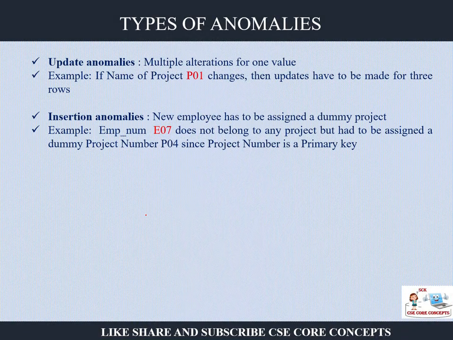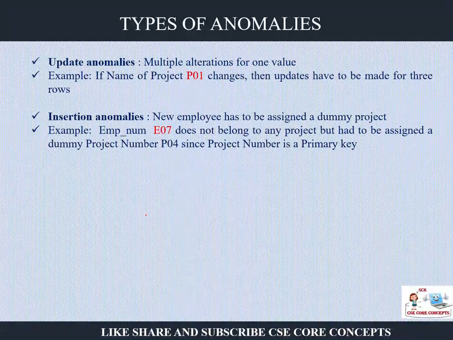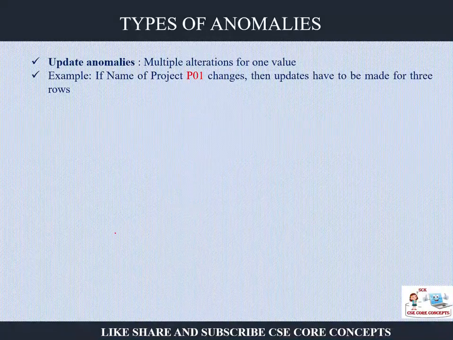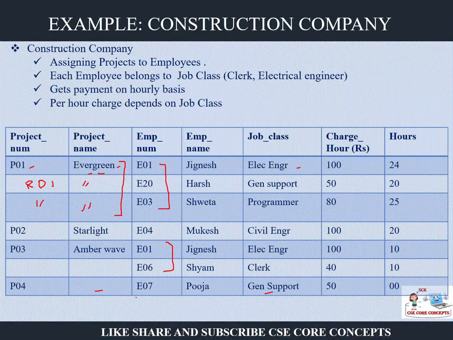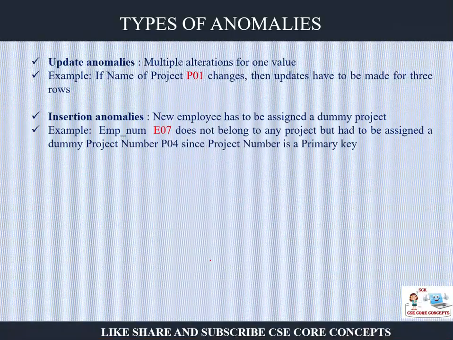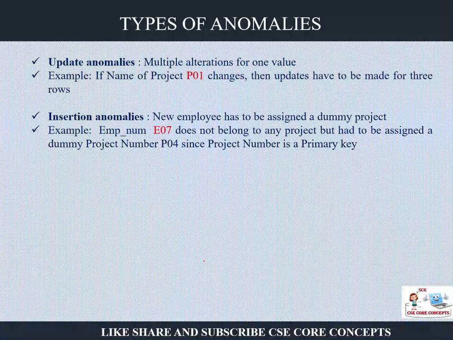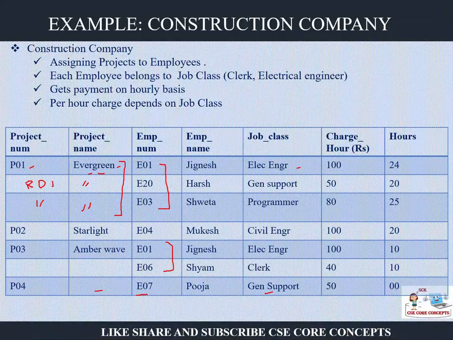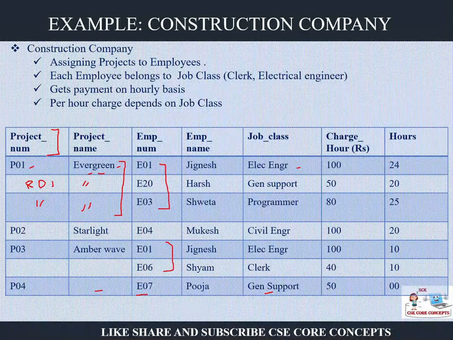Now, insertion anomaly means a new employee has to be assigned a dummy project. For example, employee E07, Pooja, the last employee we saw, does not belong to any project but has to be assigned a dummy number. Otherwise, the project number, which is a primary key field, cannot be left empty. I hope you remember what a primary key is: it uniquely identifies each row and cannot be null.